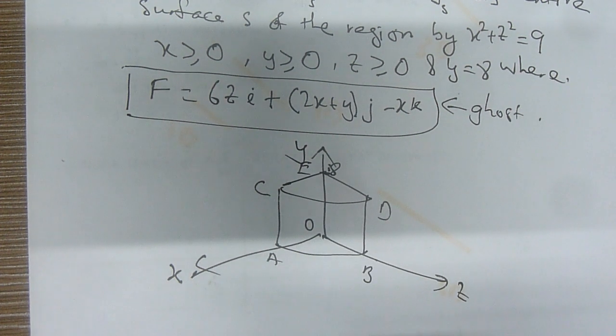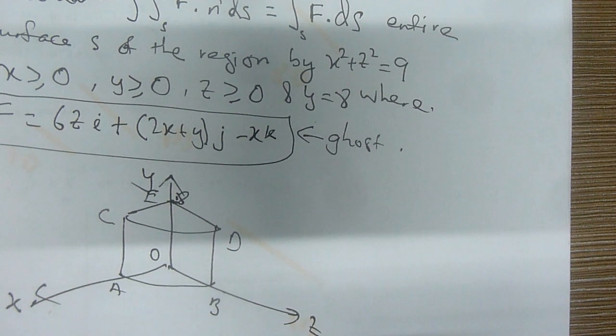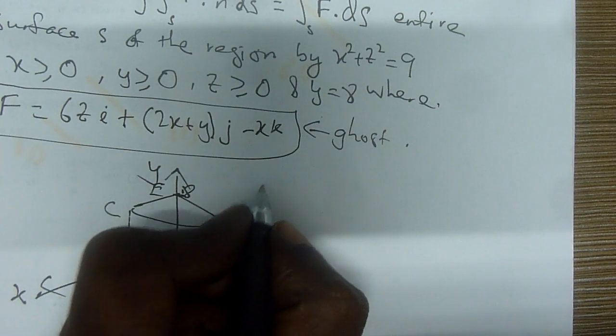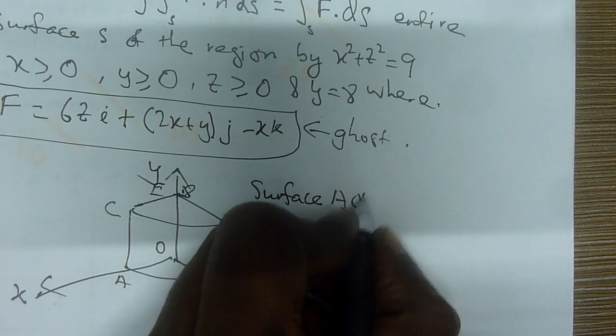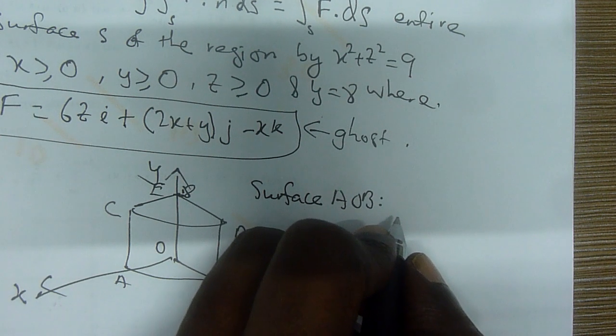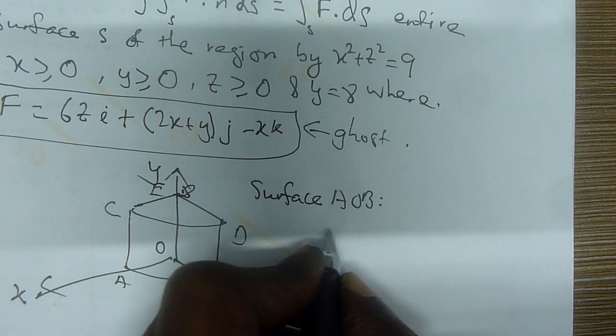Now, how many surfaces do we have? First, I list down the surfaces. I want you to identify the surfaces. We're going to do every single surface. Surface AOB, I call it, and we will do AOB step by step.